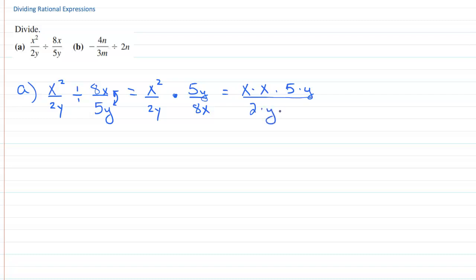And I did not factor out the 8 because I saw that there was nothing for it to cancel with on the top. So I've got x's top and bottom, and I've got y's top and bottom, and I don't see anything else that's going to factor here. So on the top I get 5x, and on the bottom I get 16.